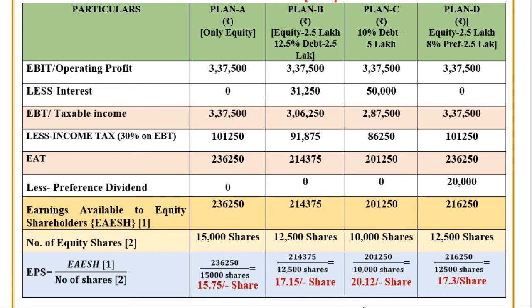ಇಷ್ಟು ಕ್ಯಾಲ್ಕುಲೇಟ್ ಮಾಡಿದ್ಮೇಲೆ just you see which plan is having highest EPS. So plan C is having 20.12 per share. So therefore the company should adopt the plan C. when EBIT is 3,37,500 ಇದ್ರೂ ಸಹ plan C ನೇ ಅಡಾಪ್ಟ್ ಮಾಡ್ಕೊಬೇಕಾಗುತ್ತೆ. Because the plan C is giving the more EPS than other financial plans.